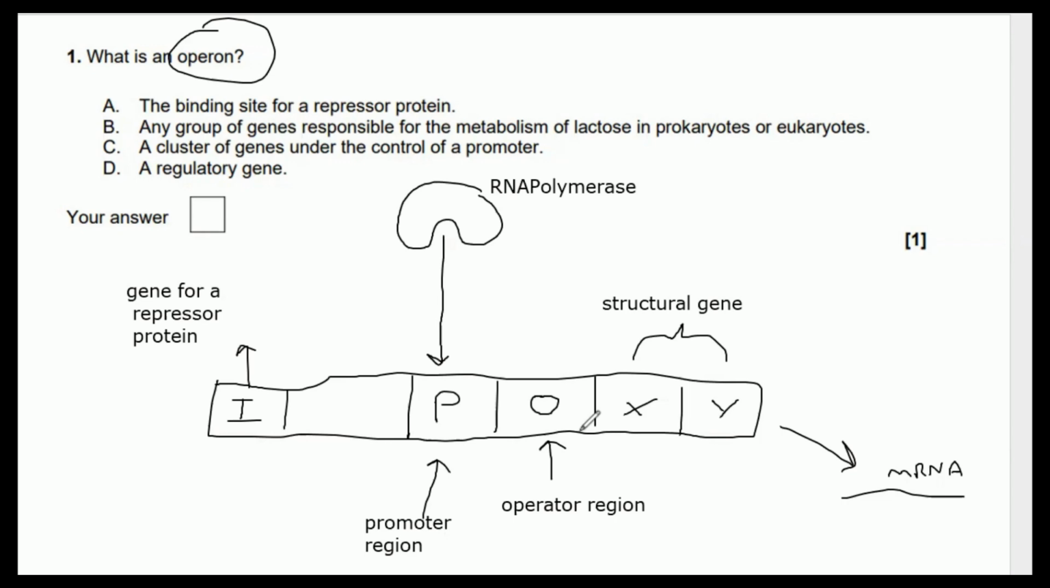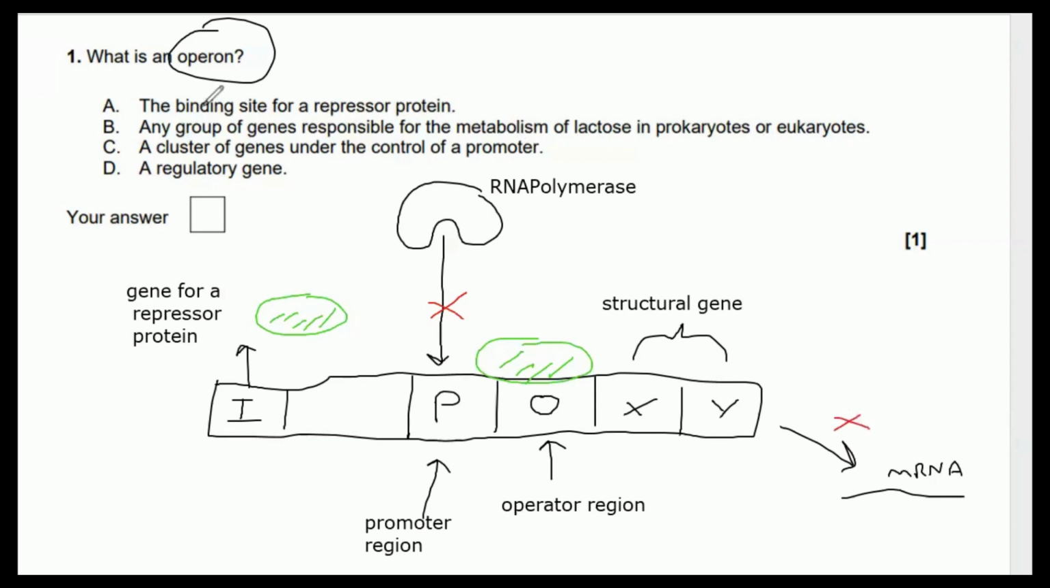Now, how does the cell keep control of that and make sure we don't make too much? Well, this gene over here makes a repressor protein. Now, the repressor protein can bind to the operator region, and if it does that, it blocks RNA polymerase, prevents it from attaching to the promoter region. And that means that the X and Y structural genes are not transcribed and we don't get mRNA formed.